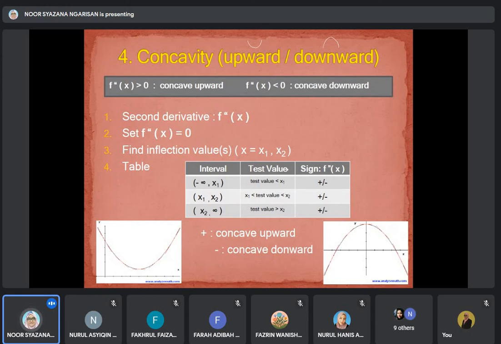for test value. Okay, you choose test value within the interval. But the difference is only for the third column. Beza dia dekat kolom yang ketiga ni sahaja. Previous table, we substitute test value into f prime x. But for this table, we will substitute test value into f double prime x. Kita gantikan test value dalam second derivative. If the value is positive, meaning that is concave upward. If the value is negative, then concave downward.